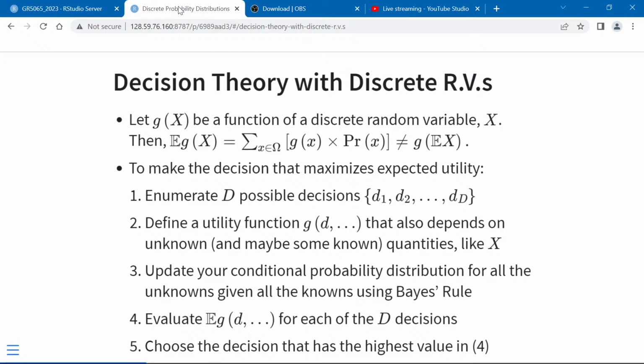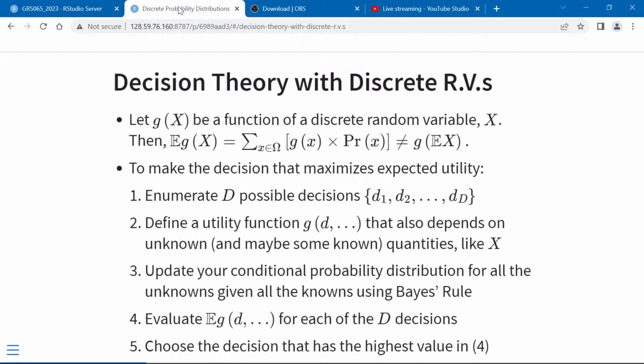Well, here's what you want to do with it if you're going to make a decision. First, someone, not necessarily you, needs to enumerate D possible decisions that are under consideration. And someone, not necessarily you, needs to define a utility function, let's call it G, that depends on the decision being made, as well as possibly some other unknown or known quantities, such as X, the random variable that's unknown. Then you want to update your conditional probability distribution for all the unknowns, given all the knowns, using Bayes' rule.